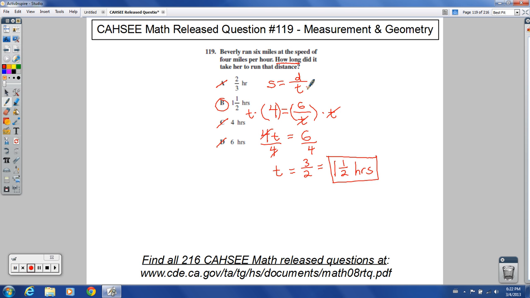You could also think of time being the same thing as distance divided by speed, but some of us may not have that memorized. You should have speed equals distance over time memorized, and we can manipulate that equation like we did here in order to get what time is. But any way you do that, you're going to get choice B if you do it correctly.